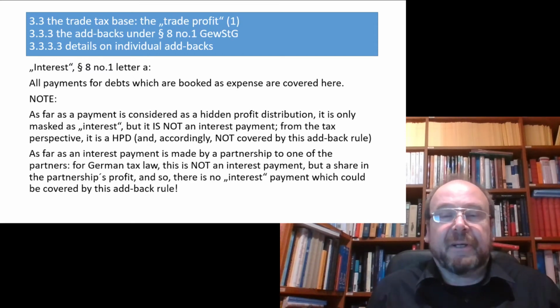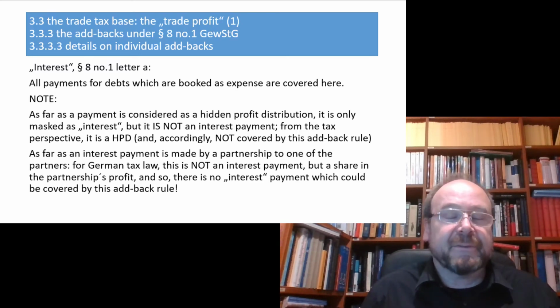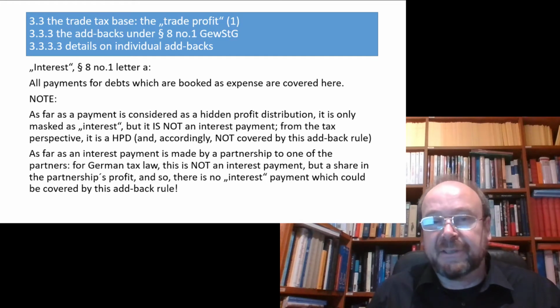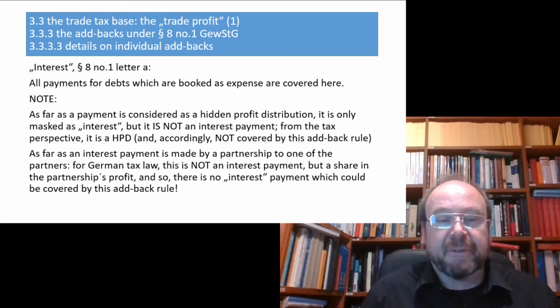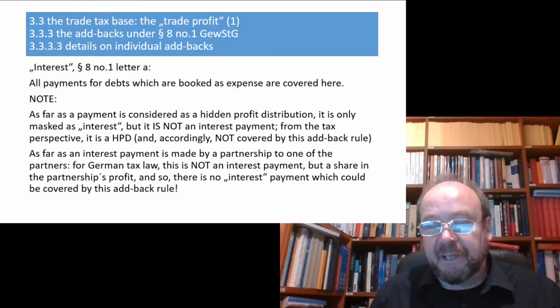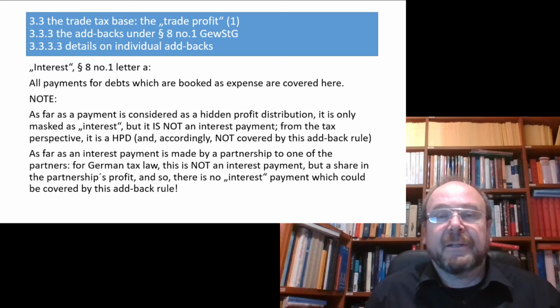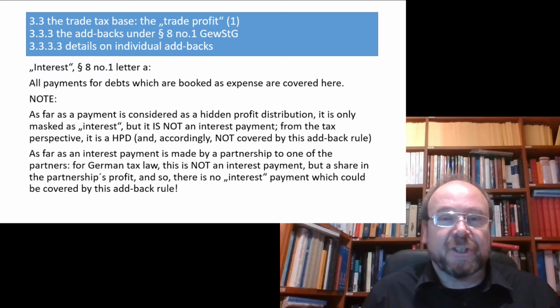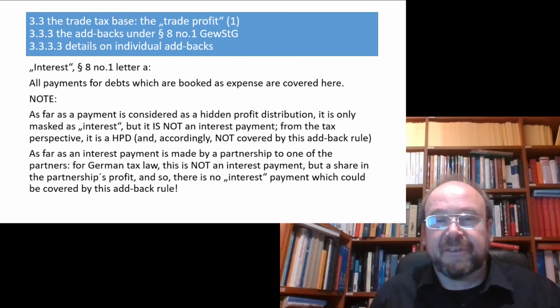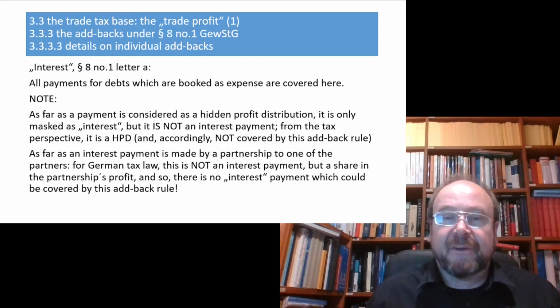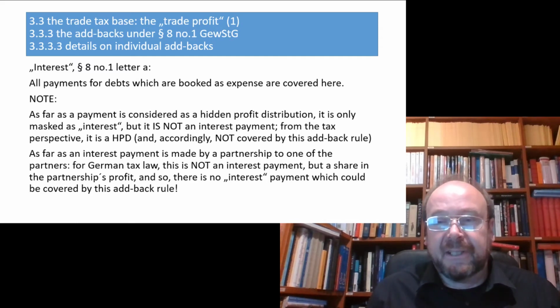The same applies to interest payments which a partnership makes to a partner for a credit which the partner gave to the partnership, because you have learned in the partnership taxation part of this lecture that German law does not acknowledge interest payments between a partnership and a partner. So what does not exist for tax law cannot trigger an add-back.